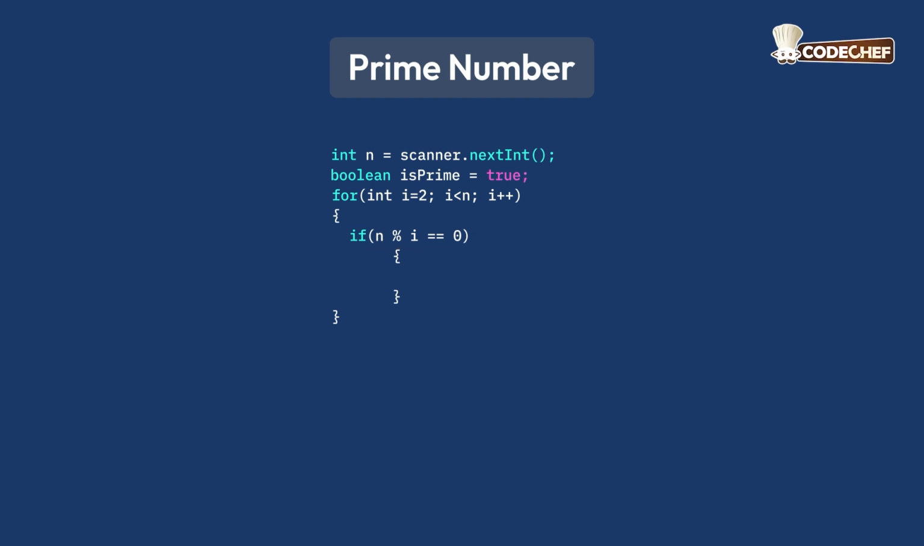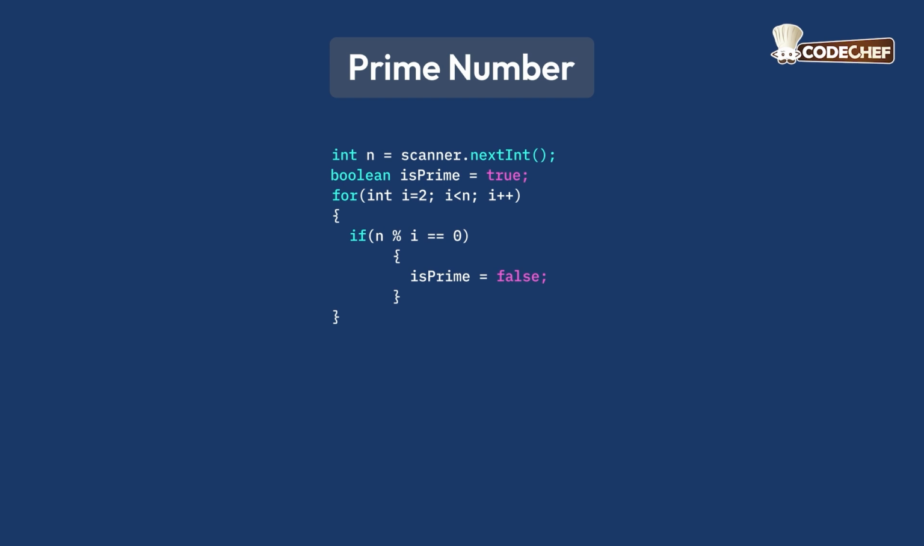If at any point i divides n, then our number is proved to be not prime. If this condition is true, that means our number is not prime. So we set the variable is prime to false. Okay, now our logic to check whether a number is prime or not is complete.